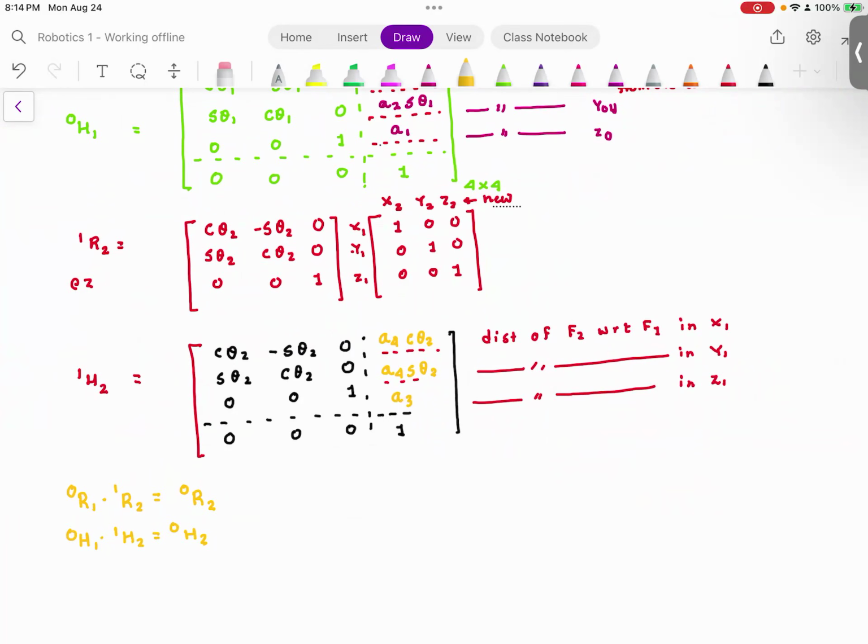This is the first rotation matrix. First rotation with respect to 0. Second rotation with respect to 1. When you multiply these two, this first frame cancels out of the equation and you get rotation of the second frame with respect to 0. Here, the first homogeneous transformation multiplied by the second homogeneous transformation gives you the final homogeneous transformation. Everyone understood this?